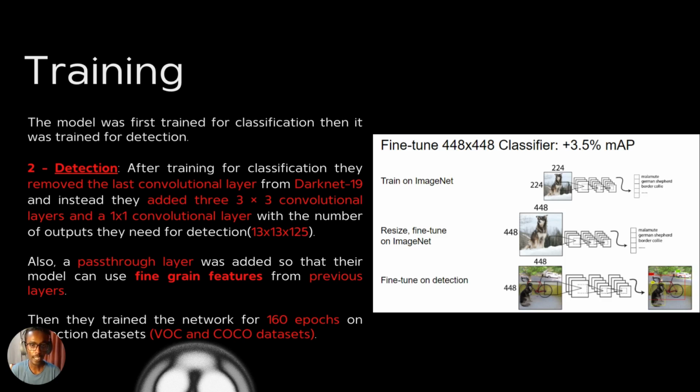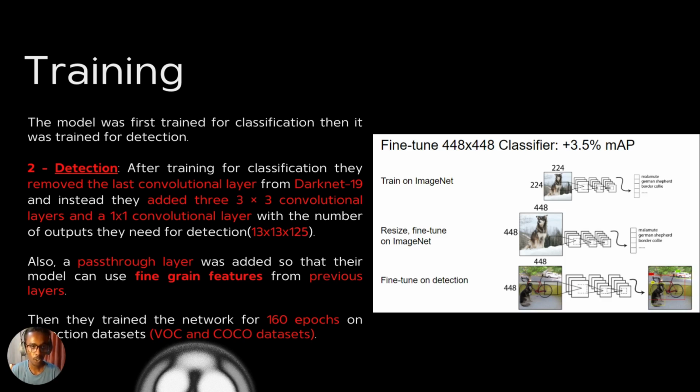So for detection, we need a 13x13 grid, and 125 will be the number of channels. And we will see why the output of the YOLO V2 model is like this, because on YOLO V1, the output was 7x7, and then we have 30 for the prediction of the bounding boxes. Also a pass-through layer was added on the Darknet 19 so that the model can use fine-grained features from the previous layers. Don't worry about the pass-through layer and the fine-grained features. We'll talk about it on the next slide.